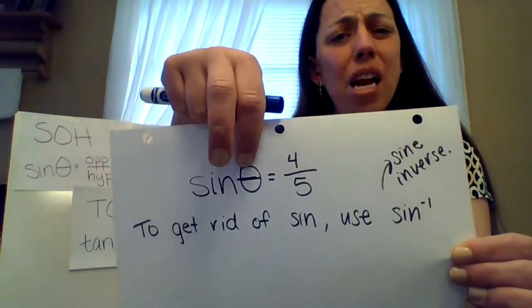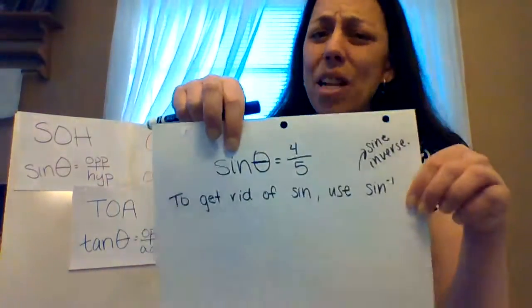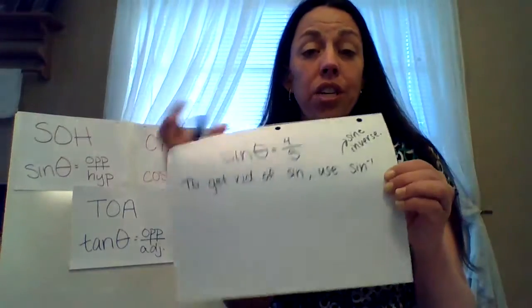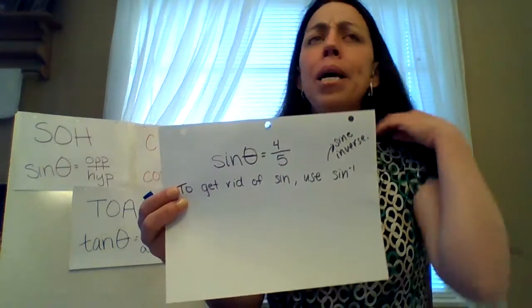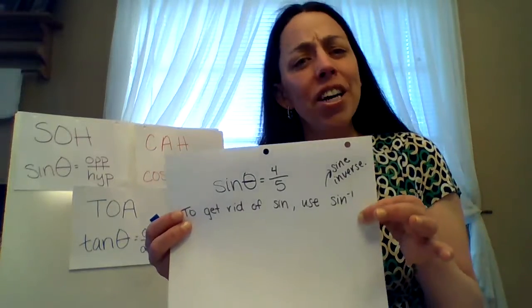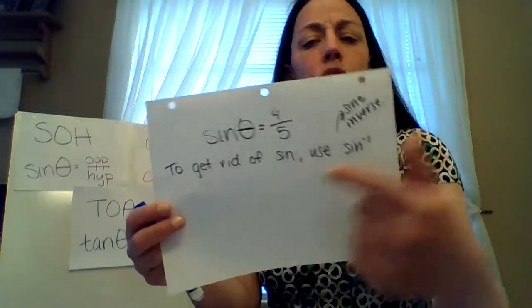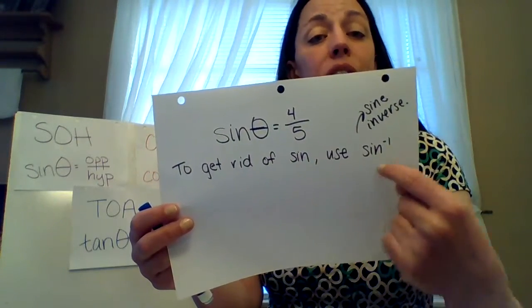But sine of theta, we don't know theta, and it's really weird. We can't divide by sine. That's what a lot of people want to do when I first start teaching this. They say divide both sides by sine. But sine cannot be left alone. If you try to type it in your calculator, it will give you an error message. And so to get rid of sine, we have to use the sine inverse.